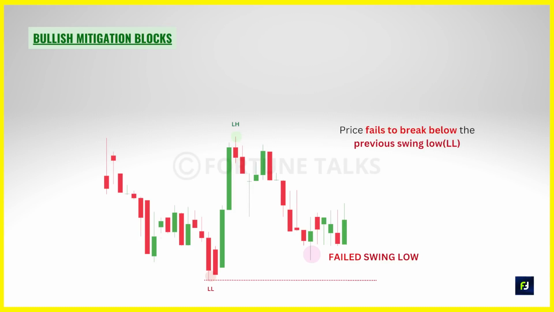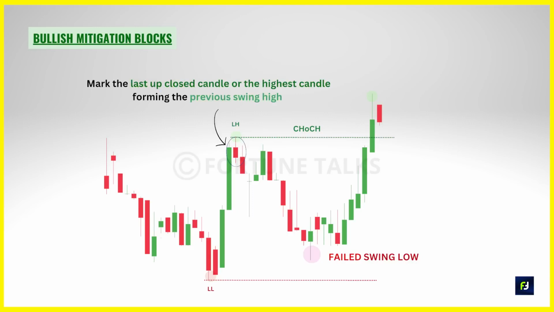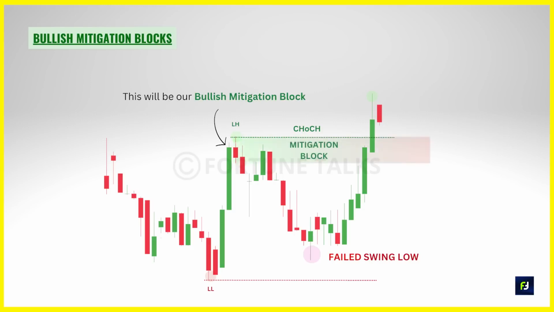It is unable to take out the liquidity below the low. The price moves higher swiftly, breaking through the high and closing above the high, resulting in a market structure shift. Once the breakout above the high is established, we can mark the last up close candle or the highest candle in the series of up close candles forming the previous swing high. This will be our bullish mitigation block.